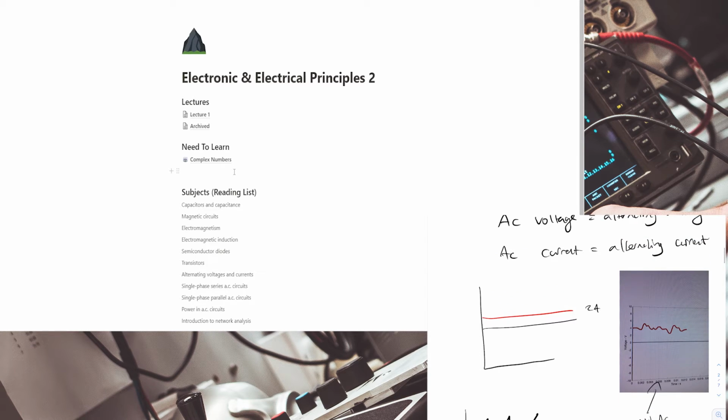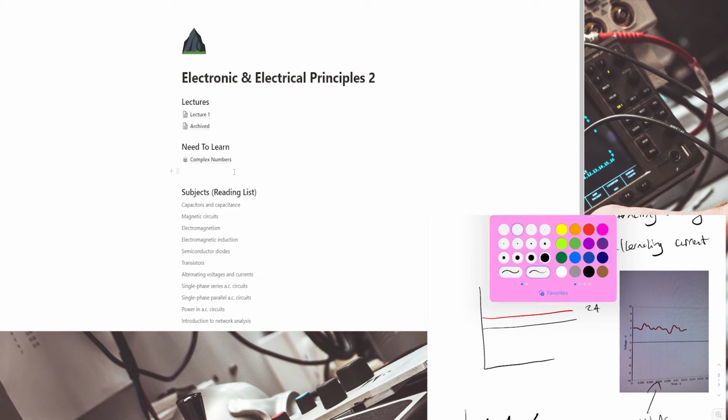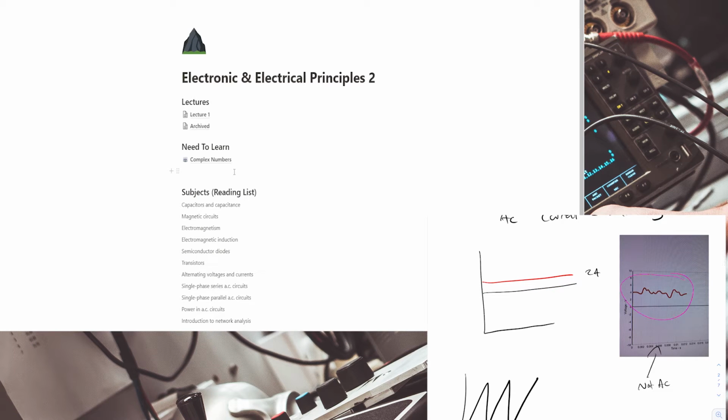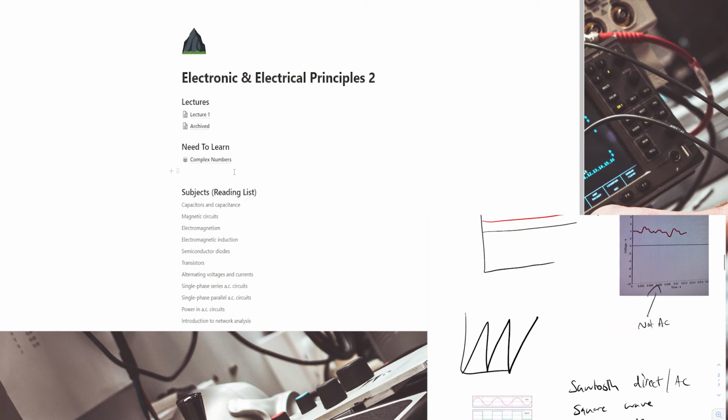Here he mentions that this is a steady 2 amps. I'm also okay with that. This is not AC because it doesn't go below the 0. So I'm okay with that. So this part of the lecture I was fine with.